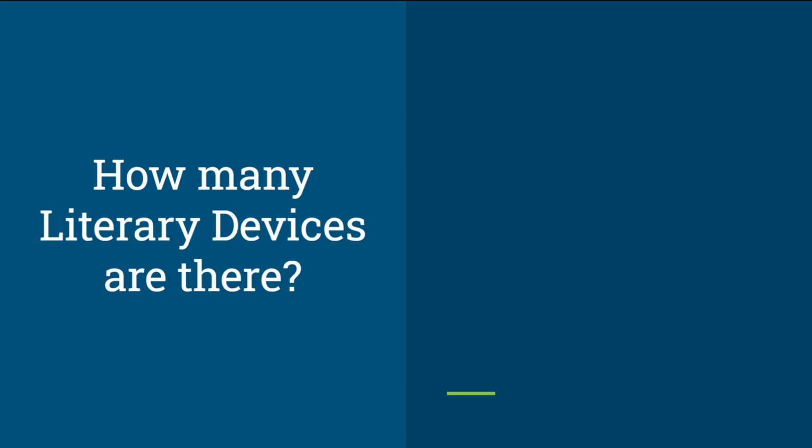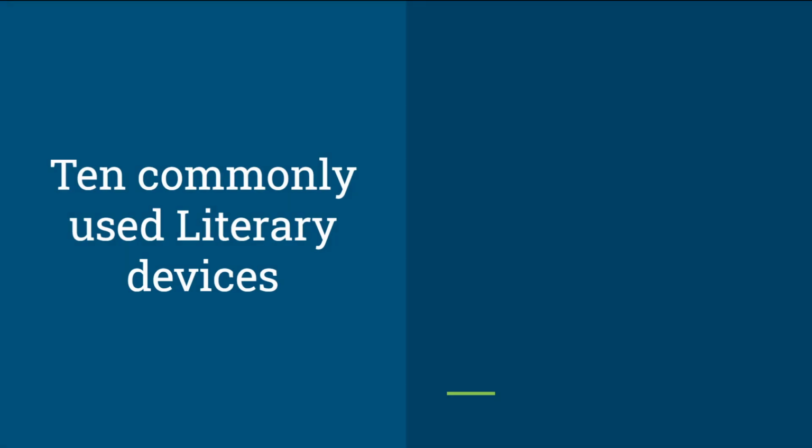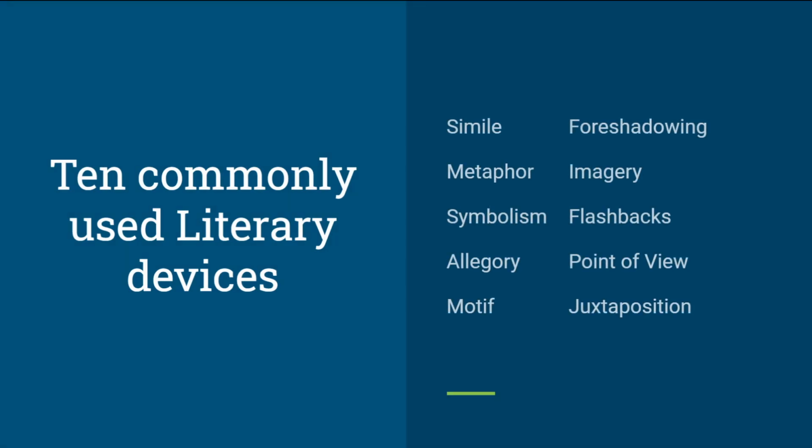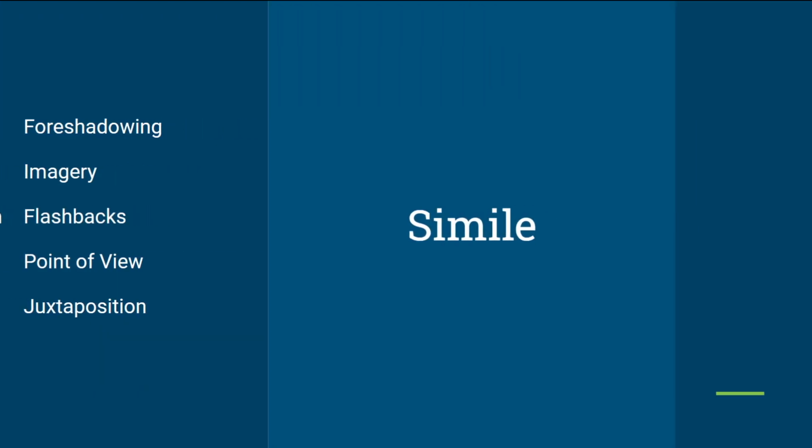How many literary devices are there? A lot. Some are more common than others. Here's a list of 10 commonly used literary devices: simile, metaphor, symbolism, allegory, motif, foreshadowing, imagery, flashbacks, point of view, juxtaposition. Let's go through each one.